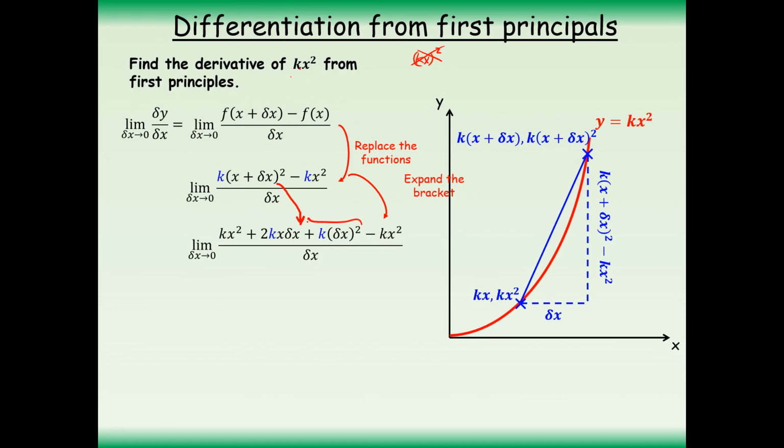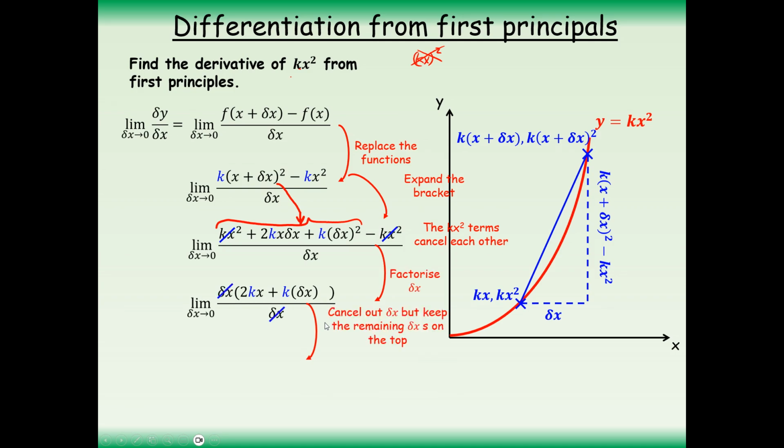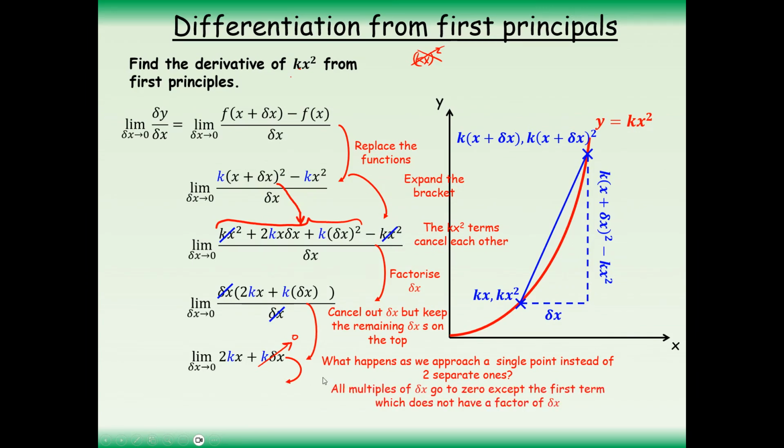So these three terms all have k's in them. The first and last term will cancel away as normal, and then you can factorize the delta x out of the numerator, and it should cancel away the denominator like so, and you're left with this expression here. Now, in this line, you can put an arrow and say this is approaching 0. It's not exactly 0, but it's approaching 0, so we can ignore that, and the final answer is 2kx.